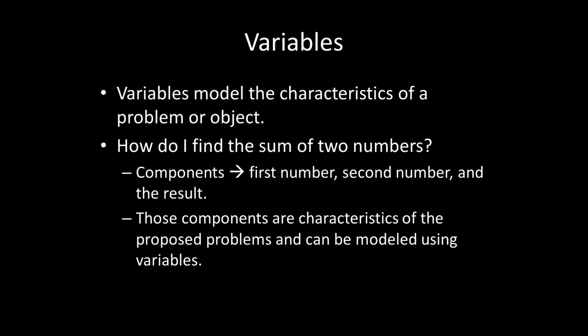Right, so how do I find the sum of 2 numbers? This is a problem that we're trying to solve here, and this problem has components. If we're trying to find the sum of 2 numbers, we're going to need one number, we're going to need another number, and we're going to need the result. So we're going to add 2 numbers together and get a result. All 3 of these things are components of the given problem.